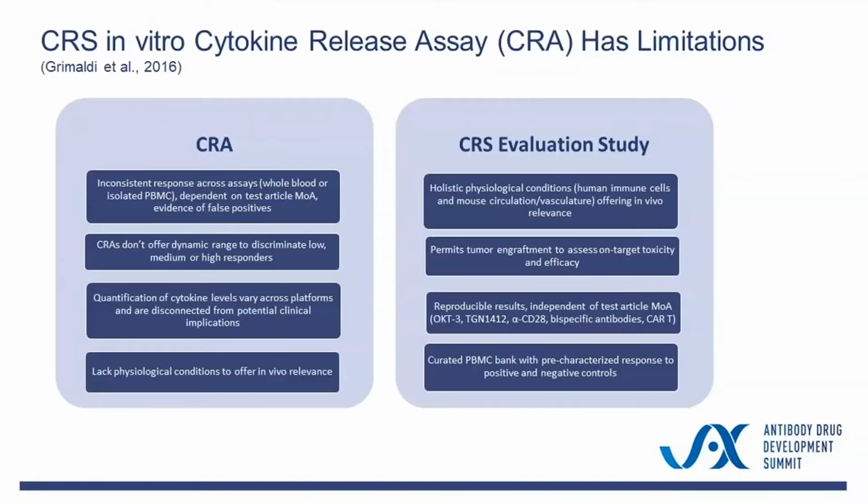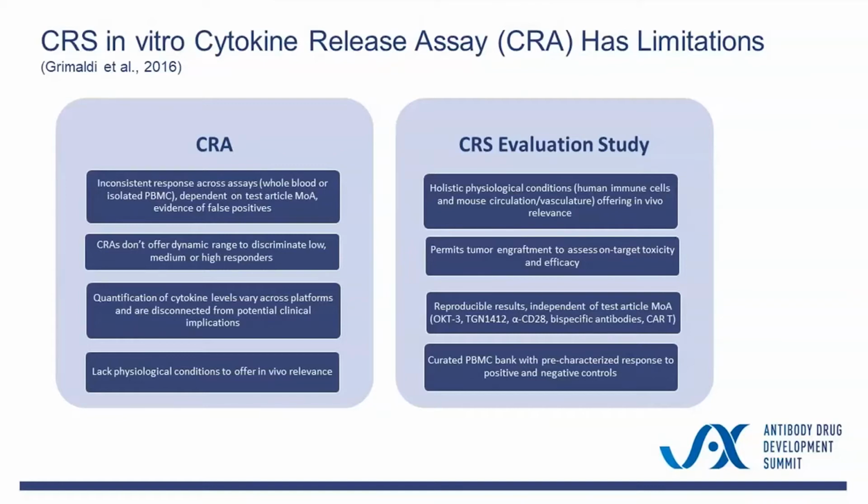So back in 2016, Germaldi did an analysis of in vitro cytokine release type assays. His analysis is on the left-hand side of the slide, and the right-hand side of the slide is our in vivo platform. Essentially what he saw with the in vitro platform was an inconsistent response across multiple types of assays, like whole blood versus isolated PBMCs. It's dependent on the test article's mechanism of action, and there's evidence of false positives and also false negatives.